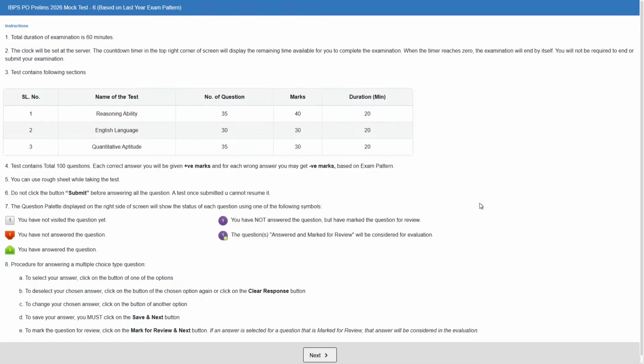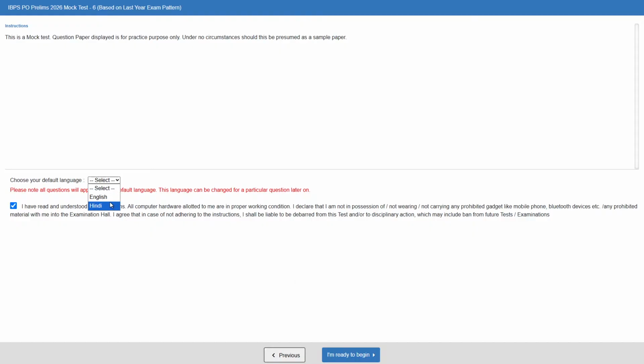So let's get started. And in this mock also, I'll be using the traditional notebook. So there will be nothing on the screen. So let's get started again.